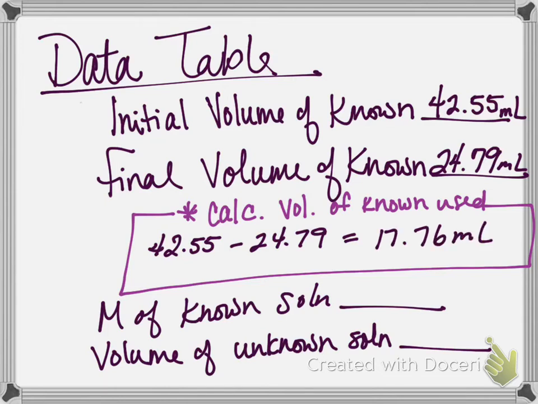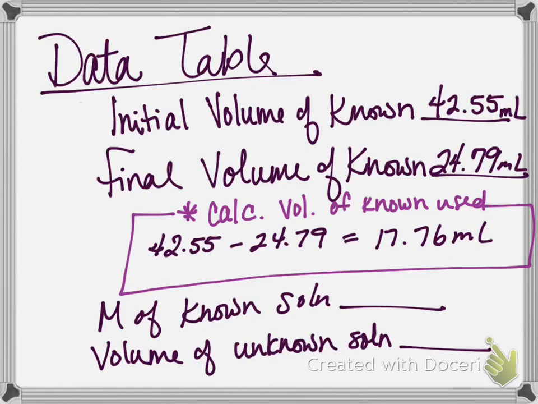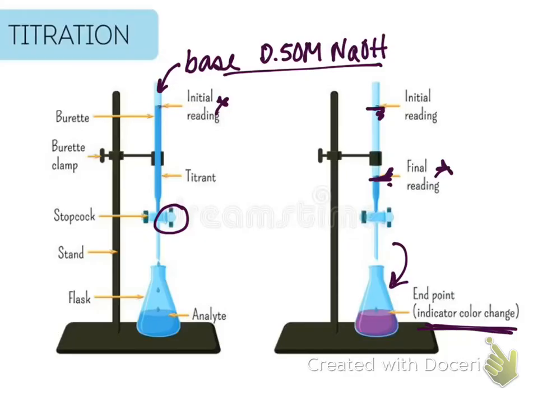mLs. Now this, in our case, is our known, because we know the concentration of it, right? The molarity, which is what we measure concentration in, was 0.50. And if we go back, we can figure out the volume of the unknown solution.